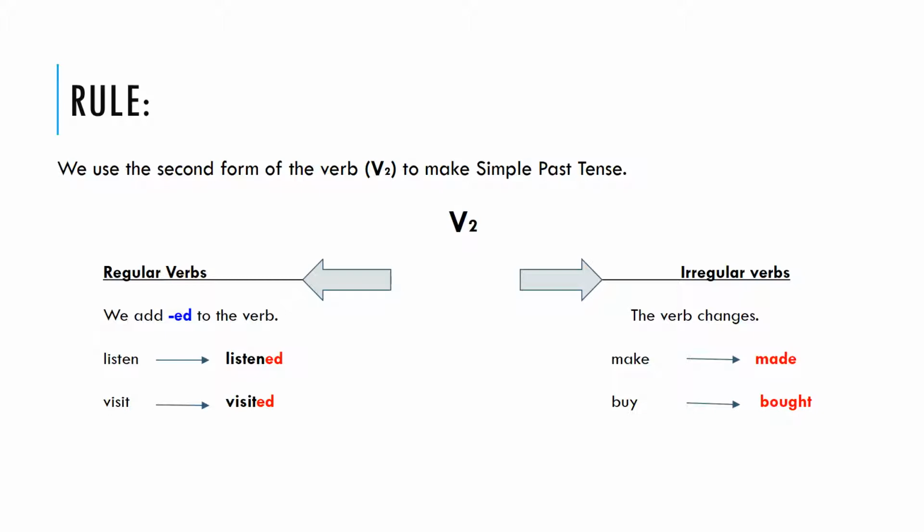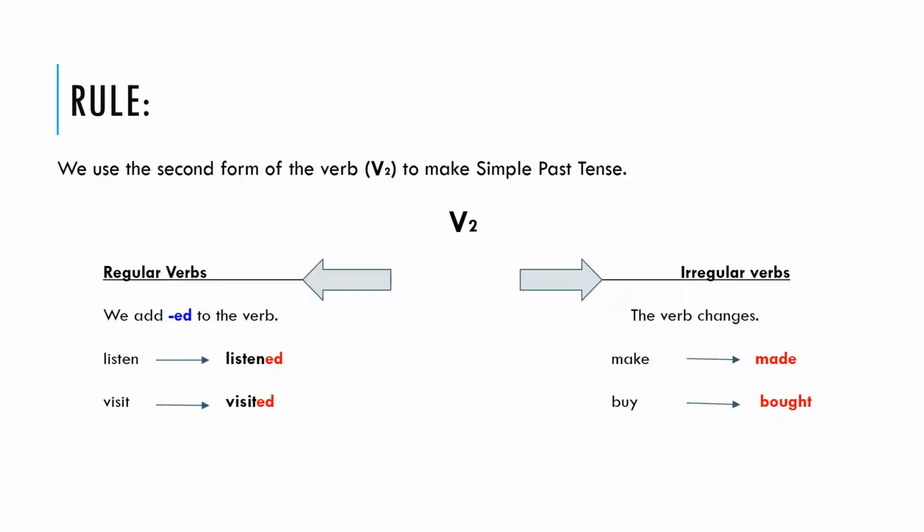The rule is very simple. To make simple past tense, we basically use the second form of the verb. And we make the second form of the verb in two different ways. If the verb we use is a regular verb, we add ed to the verb. Like listen becomes listened, visit becomes visited. You can see how we change it in the examples.